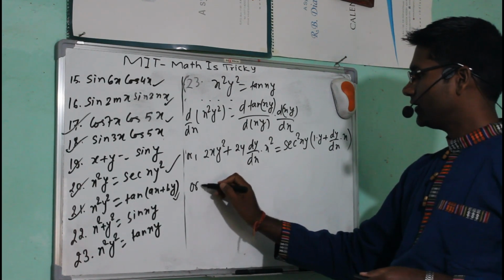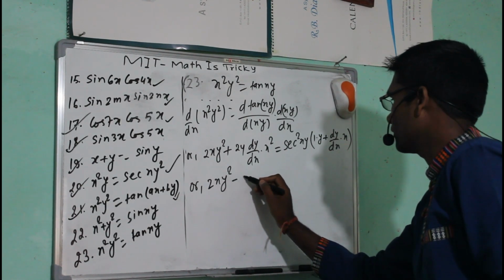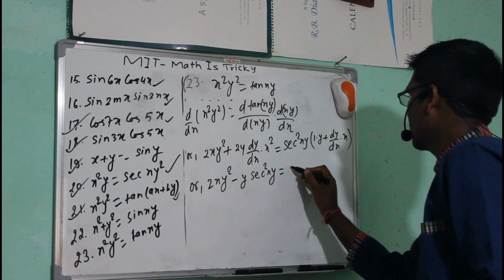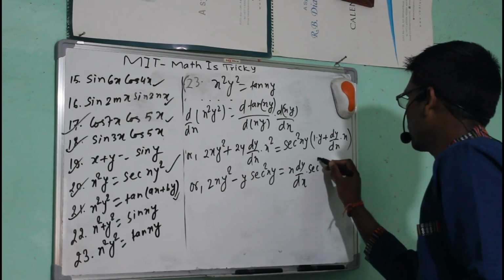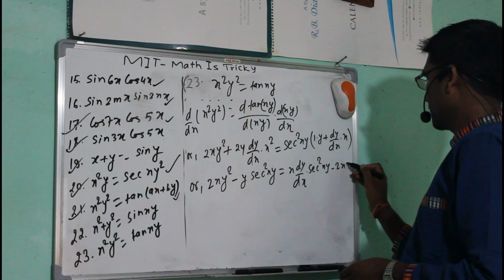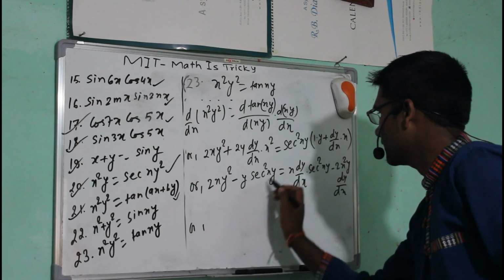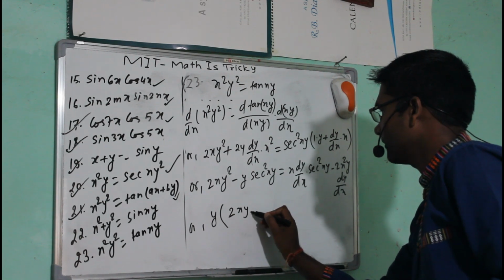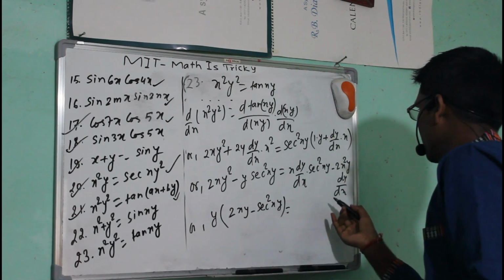Now let's simplify this. What we are getting here is 2xy² minus y sec²(xy) equals x dy/dx times sec²(xy) minus 2x²y dy/dx. If we take common here, what is common from here? y is common, so 2xy minus sec²(xy). From the left hand side, what can we take common?